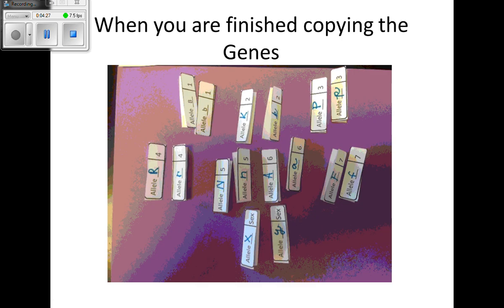When you're finished copying all the genes, you should still have your chromosomes arranged in pairs like a karyotype would appear.